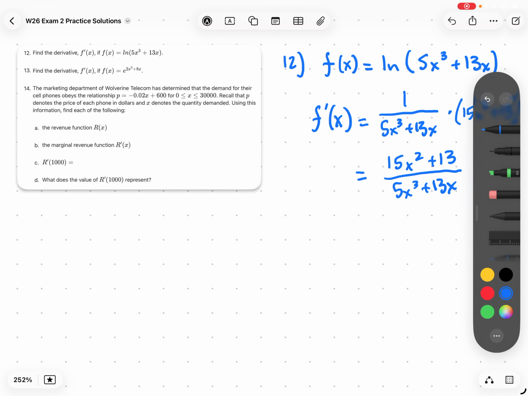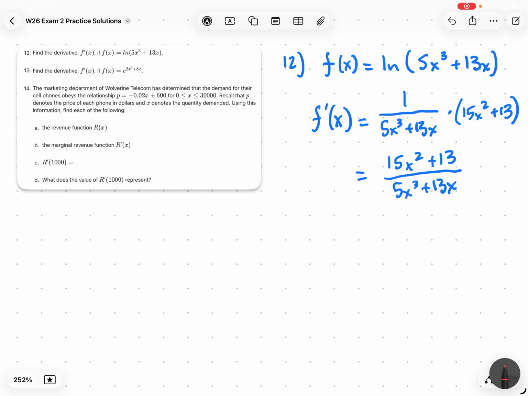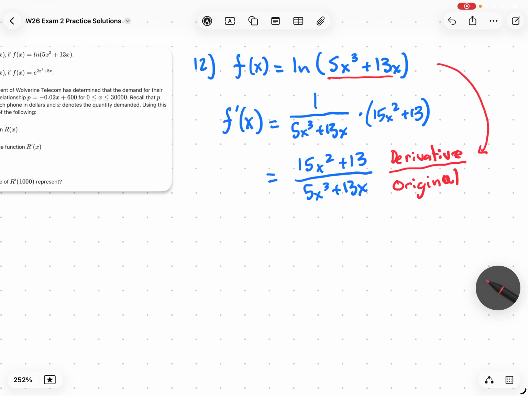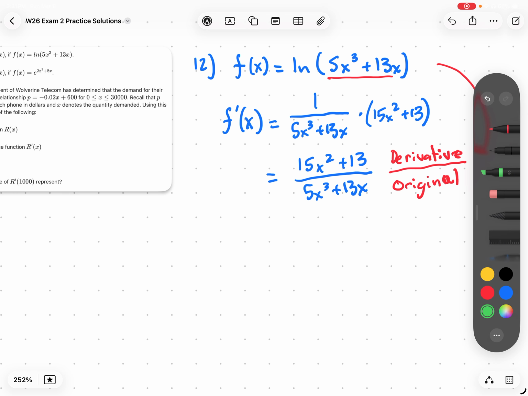Now, a shortcut that I like to use is I just simply recognize that this is the derivative of the stuff in parentheses, and this is the original stuff in parentheses. Got to spell that right. And so my shortcut to you is when you see a function like this, you can just skip right to the answer because you know it's always going to be derivative over original. So the derivative of 5x cubed plus 13x is 15x squared plus 13. The original is 5x cubed plus 13x. So please feel free to use that shortcut.